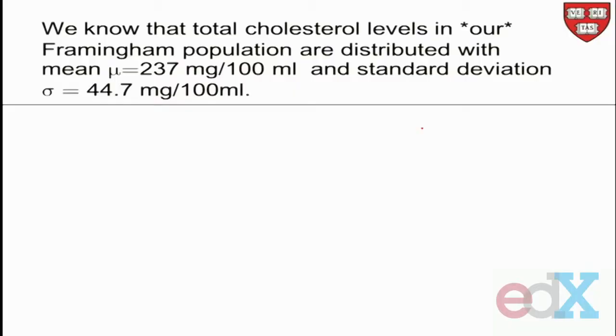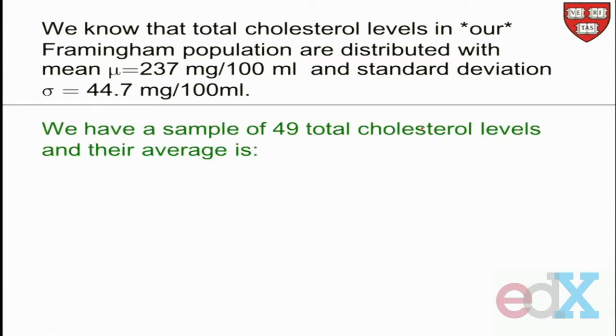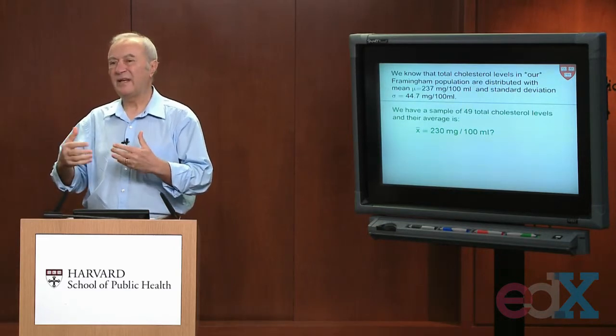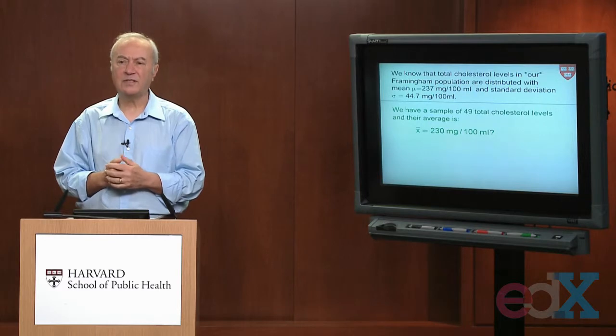Let's take a look at an example of what we're talking about. So, for example, we know that the total cholesterol levels in our population are distributed with mean mu of 237 and standard deviation of 44.7. We know that. Set that aside for a minute. Now, suppose somebody approaches us and says, okay, I've got a sample of 49 cholesterol levels, and the sample mean is 230 milligrams per 100 milliliters. Is it possible that these 49 actually came from your Framingham population, or came from a population with the same characteristics as your Framingham population?